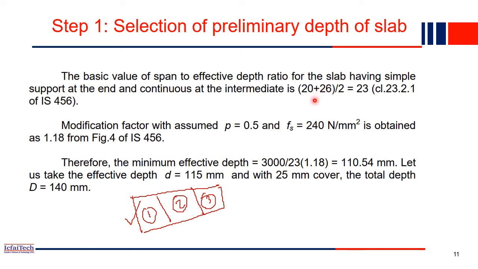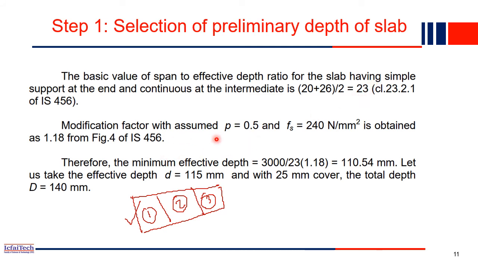So this ratio is for computing the preliminary depth of the slab. You will get this ratio in IS clause 23.2. So for this slab, the effective span by effective depth ratio, you can consider as 23.